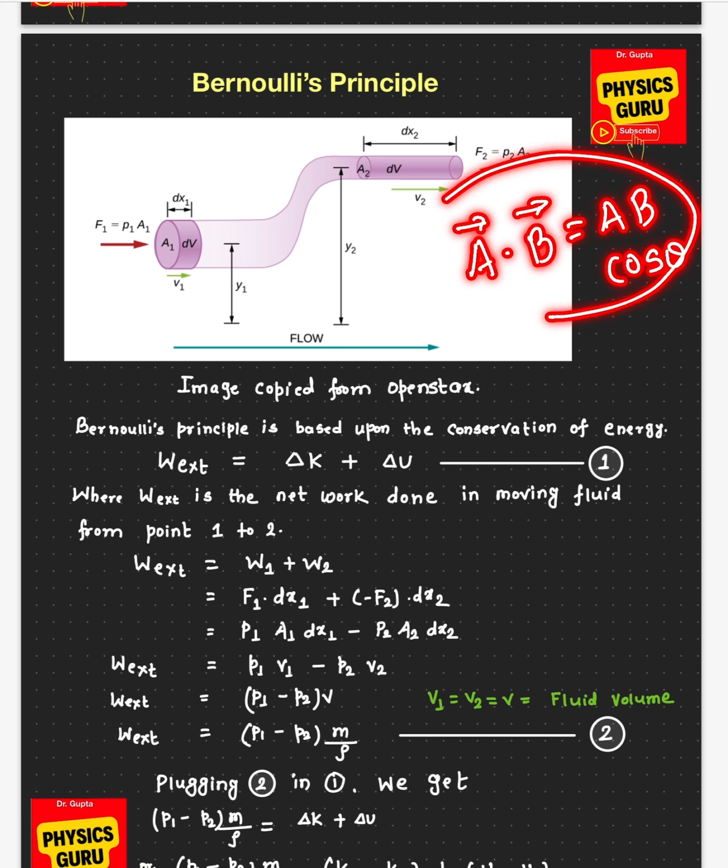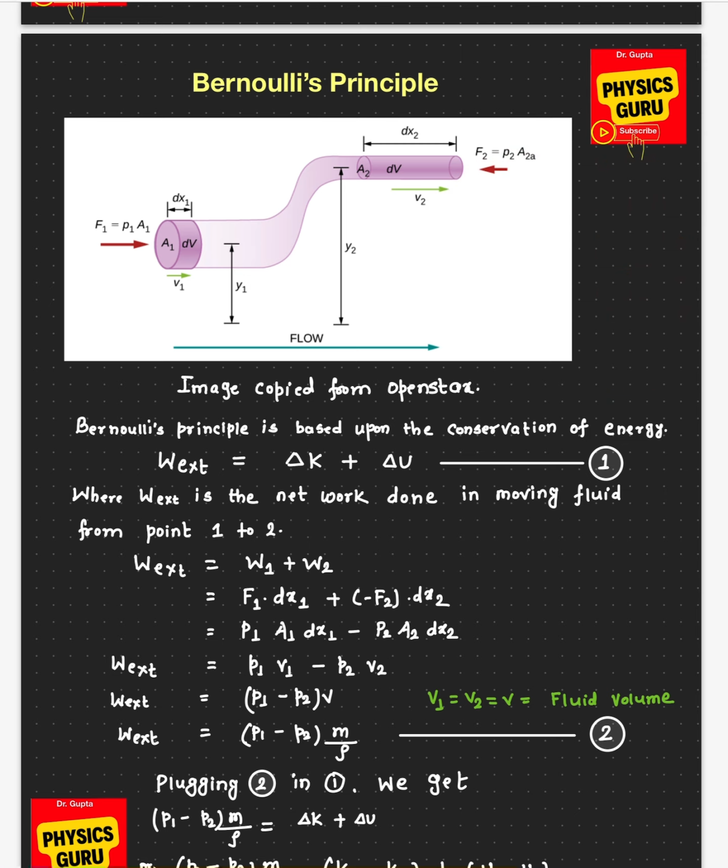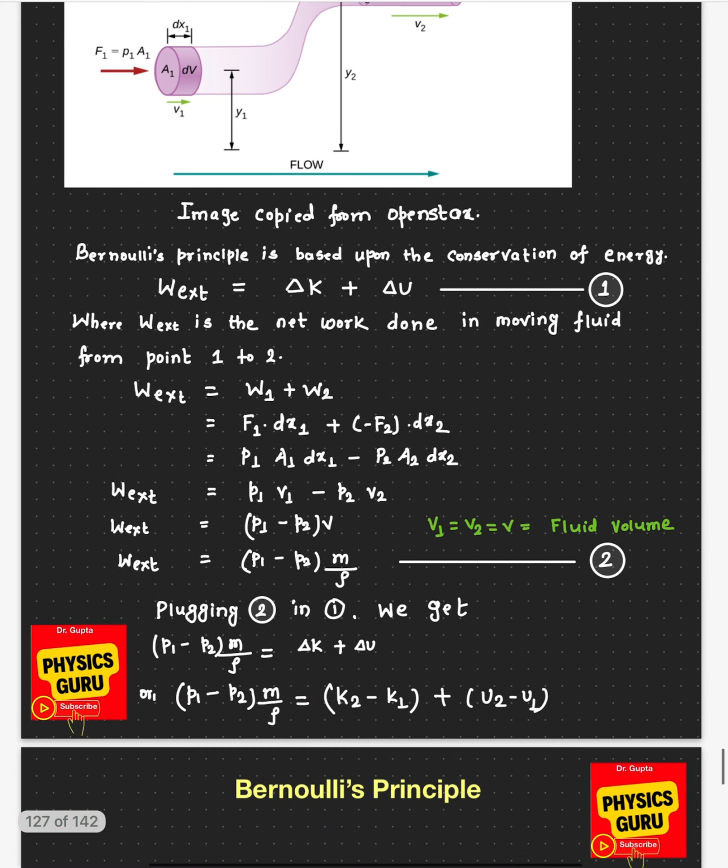Okay, if they are moving in the same direction, the cosine theta will be cosine 0, which means it is 1. And now if I look at the other end, the force is acting in the opposite direction, and the volume in this tiny segment is still moving in the forward direction. So that's the reason I have chosen the negative sign here, the negative F2 times dx2.